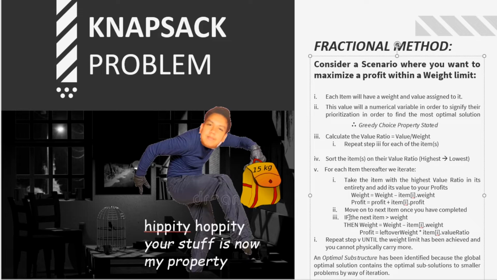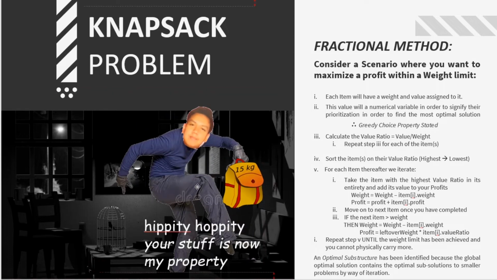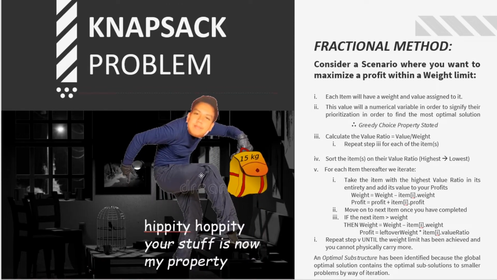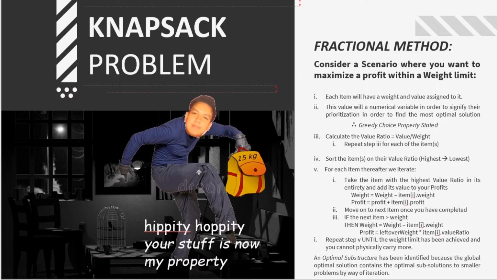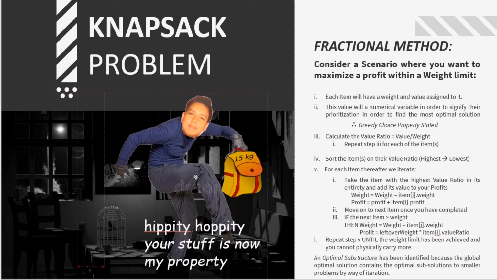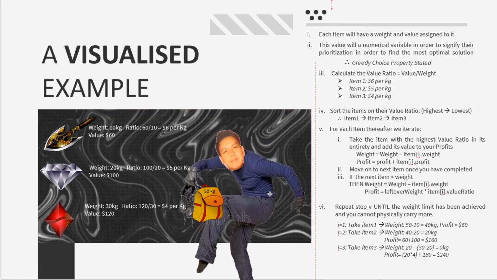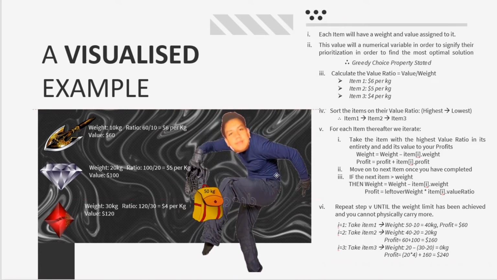The fractional method fixes this problem because it calculates the leftover weight, and it uses that leftover weight multiplied by its value ratio to break down the item into its proportional value and then maximize your capacity load with the item itself. You would repeat step 5 until the weight limit has been achieved and you cannot physically carry more. An optimal substructure has been identified because a global optimal solution contains the optimal subsolutions to smaller problems by way of iteration. Just like the activity selection problem, it's better if we consider a visualized example.